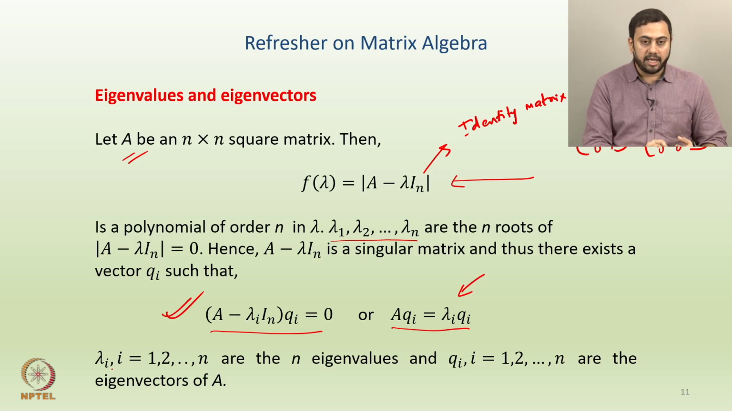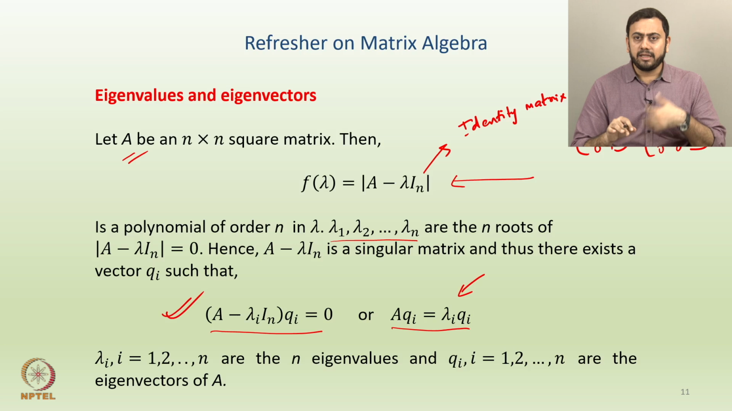So lambda_i, i going from 1 to n, are the n eigenvalues of the matrix, and then q_i, i going from 1 to n, are the eigenvectors of the matrix A. So the q_i's are the eigenvectors, and the lambda_i's are the n eigenvalues of this matrix A. Hopefully, the idea of eigenvalues and eigenvectors would be slightly easier to understand now that I have given you a refresher on these ideas.